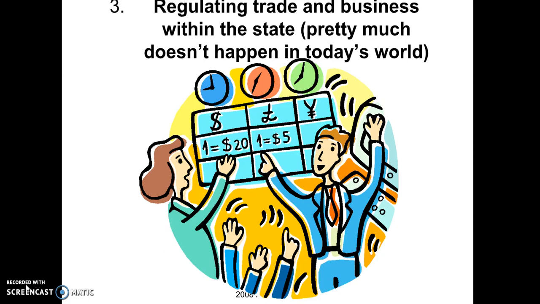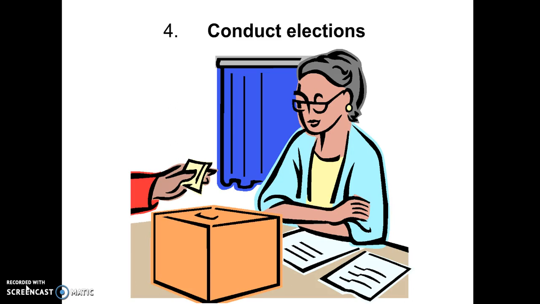world, because every business has some kind of internet or business that it does outside of the state, or it might buy supplies from outside of the state. But if there were a business that was just within the state, then the state would be in charge of that. Conducting elections is a state responsibility. So even though we might be electing the president, the states determine how we conduct our elections.